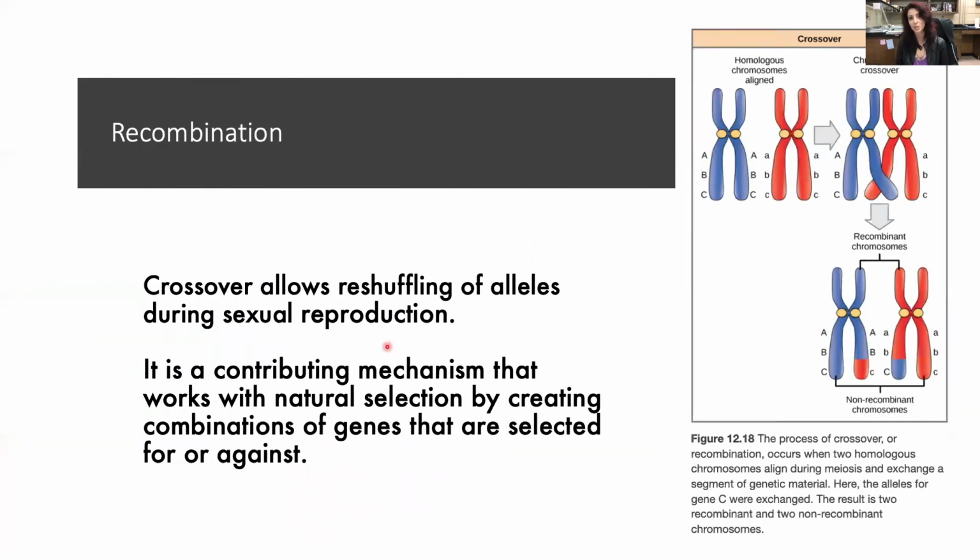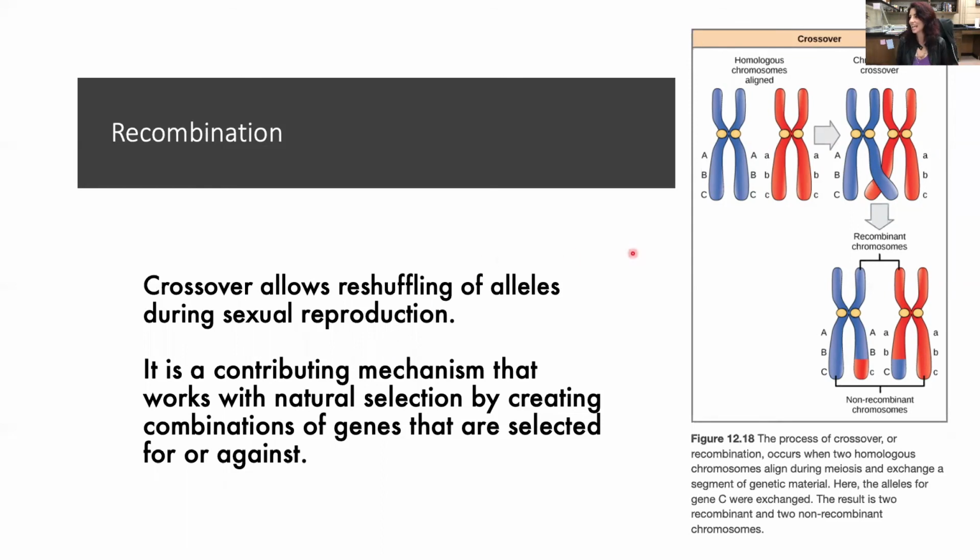Next, talking about sexual recombination or crossover events during sexual reproduction. These crossover events allow reshuffling of alleles during sexual reproduction, and it's a contributing mechanism that works with natural selection by creating combinations of genes that are selected for or against. So this is again contributing to more genetic variability that can then be expressed in the environment, interact with the environment, see if it works out, see if it should be selected for or against.